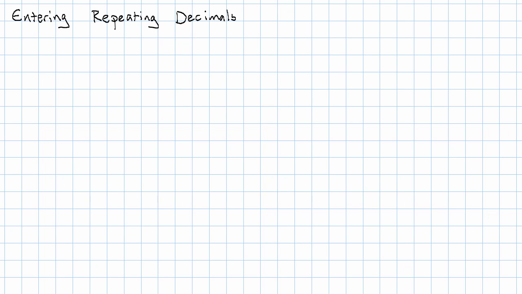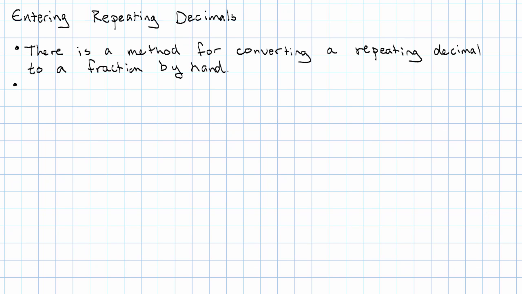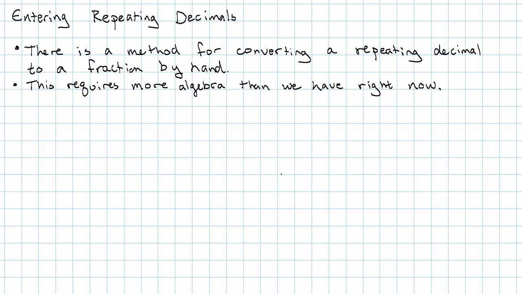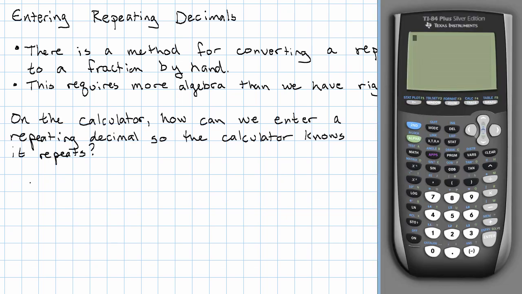Now, repeating decimals in themselves are actually extremely inconvenient. If we encounter a repeating decimal, we often want to convert it back to a fraction. Now, there is a method for converting a repeating decimal to a fraction by hand. However, this requires more algebra than we have right now. On the other hand, our calculator can convert a repeating decimal to a fraction. Let's do some experiments to see how we can make this happen.